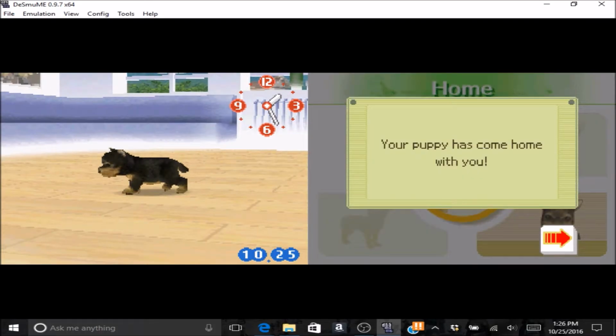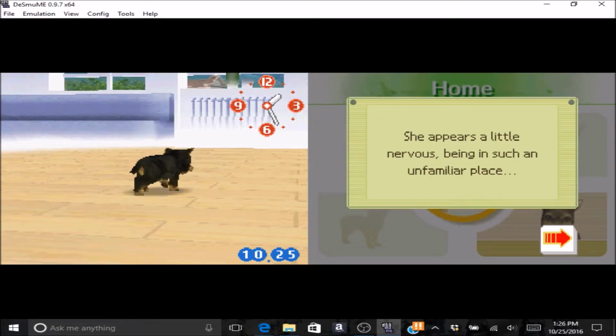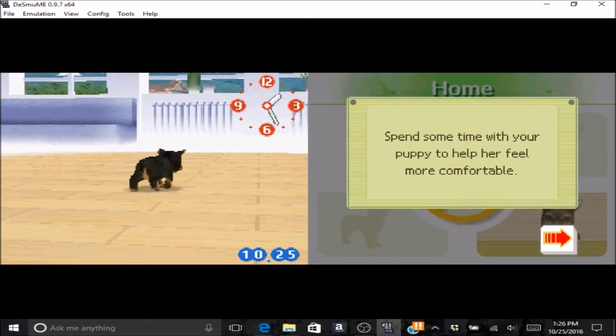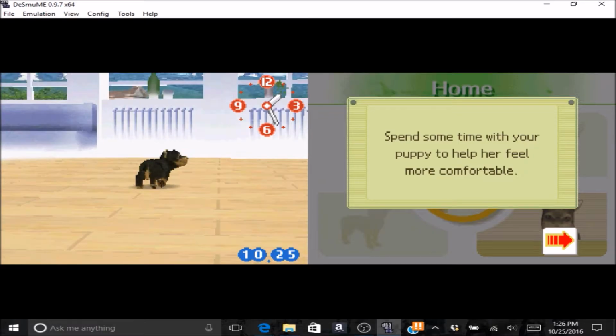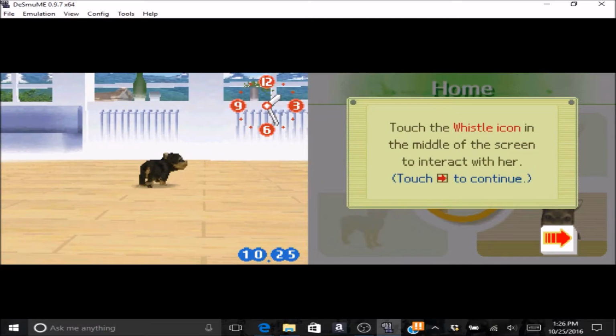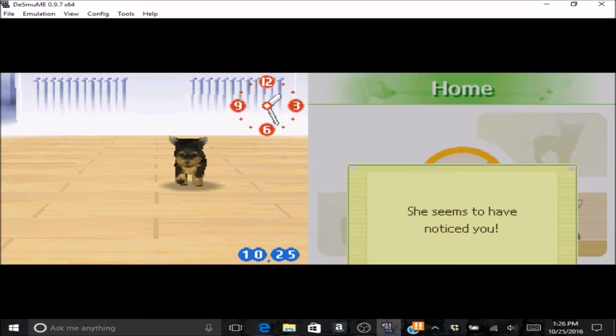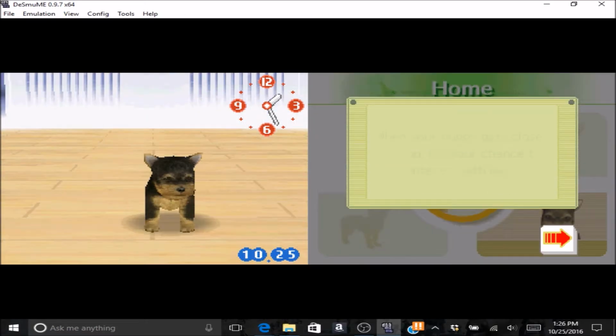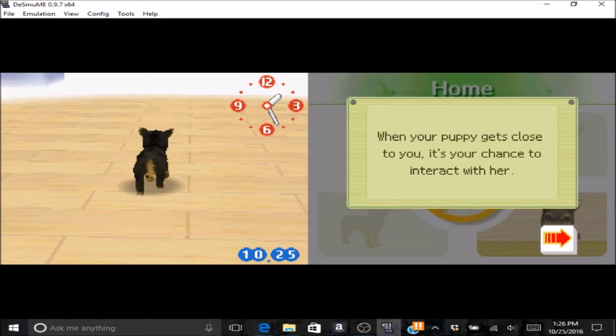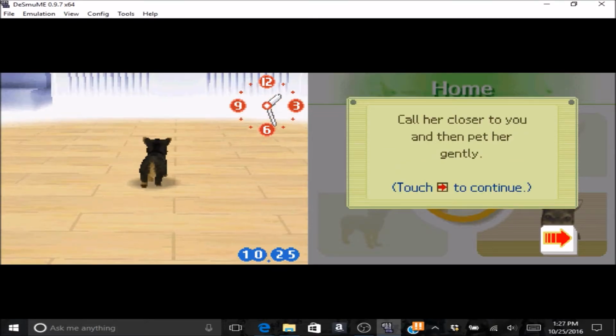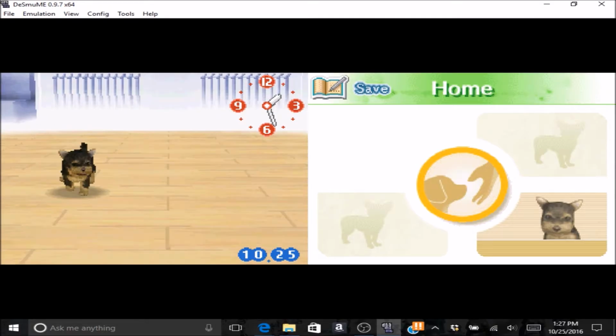Your puppy has come home with you. She appears a little nervous being in such an unfamiliar place. Spend time with your puppy to help her feel more comfortable. Touch the whistle icon to interact with her. She seems to have noticed you. When your puppy gets close to you, it's your chance to interact with her. Call her closer to you and then pet her gently.